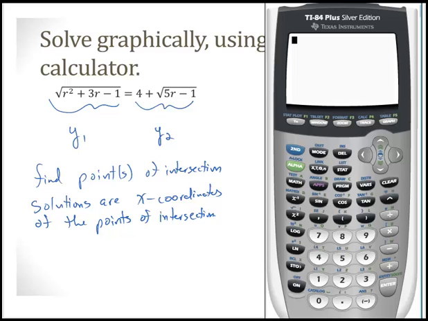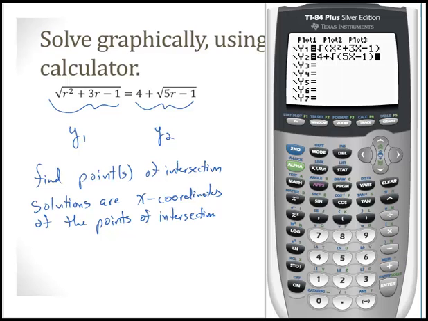Alright, so let's try this out. Y equals screen, let me clear that out. My y1 is the square root, now I'm not going to use r, I'm going to use x. x squared plus 3x minus 1, close off that radical. Alright, and y2 is 4 plus the square root of 5x minus 1.